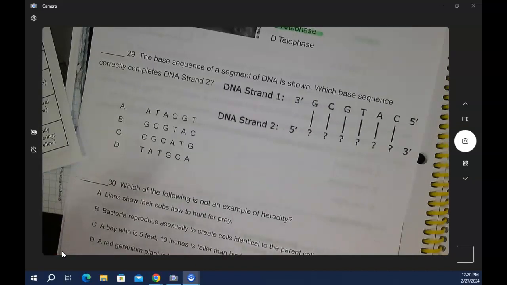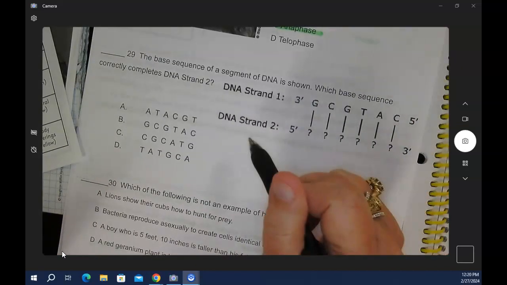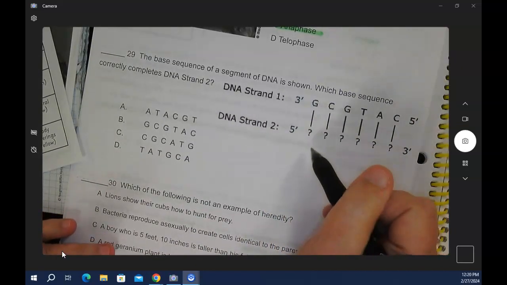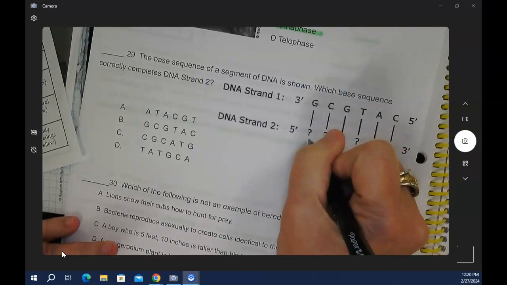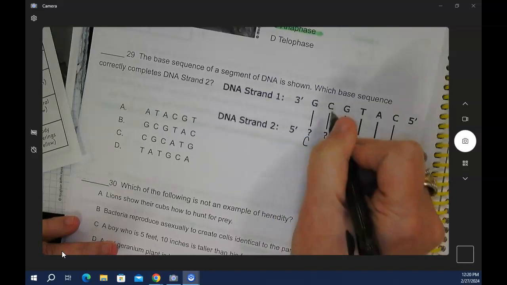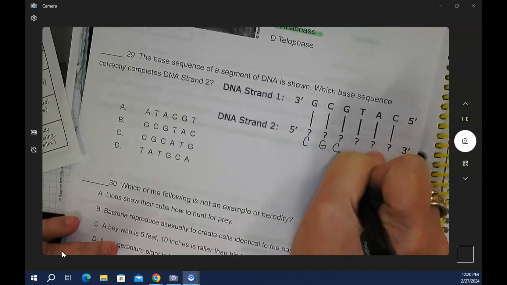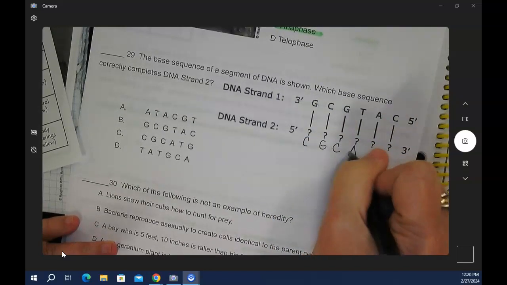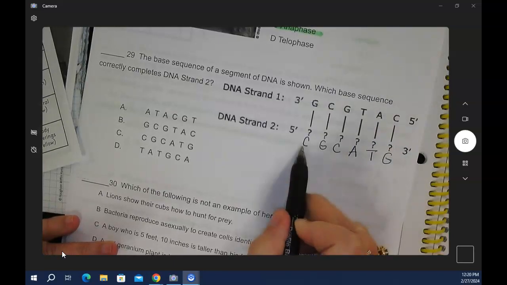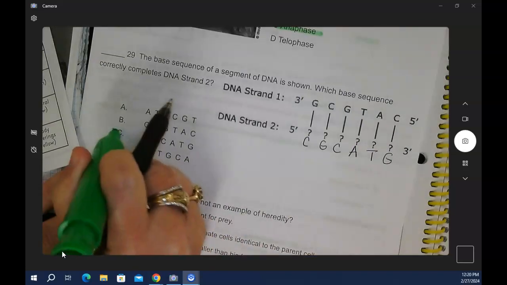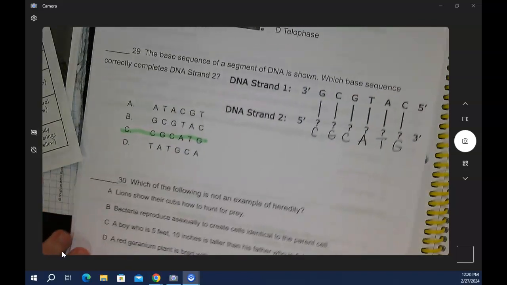The base sequence of a segment of DNA is shown. What base sequence correctly completes DNA strand 2? G goes with C, car in the garage. Okay. Apple in the tree. A goes with T. So this is answer C.